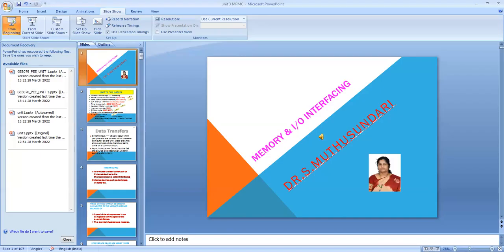Based on the address status, A1 and A0, the corresponding function will be activated. Two bits give 2 power 2, 4 combinations: 0 0, 0 1, 1 0, and 1 1. If both are 0, counter 0 will be activated. If it is 0 and 1, counter 1 will be activated. If it is 1 and 0, it is equivalent to the number 2, so counter 2 will be activated. If both are 1, the control word will be activated.